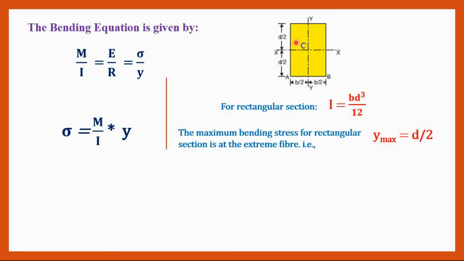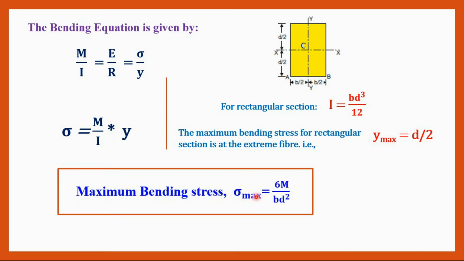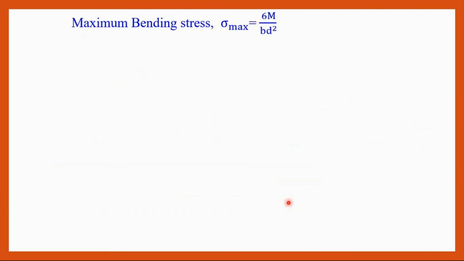For a rectangular section having width B and depth small d, moment of inertia is given by BD cube by 12. We know the maximum bending stress for a rectangular section is at the extreme fiber. Y max is extreme, nothing but at the top or bottom, which is D by 2. If I substitute the maximum values, I is equal to BD cube by 12 and Y max is equal to D by 2 in this equation, after simplification we got the maximum bending stress sigma max is equal to 6 M by BD square.